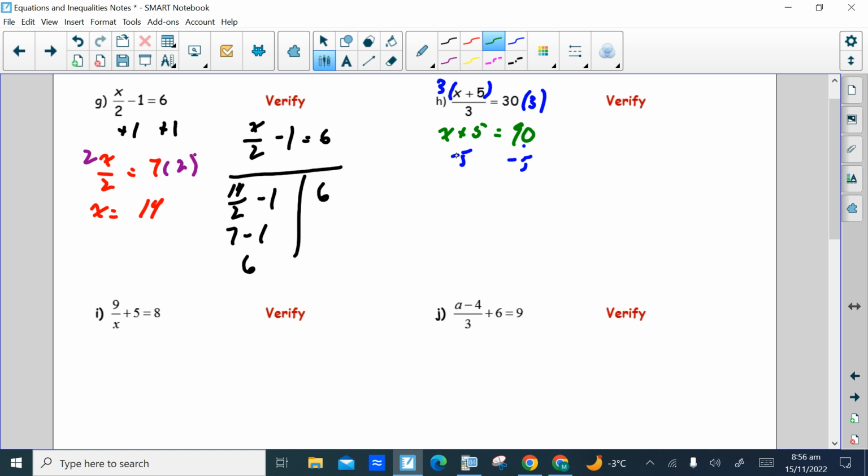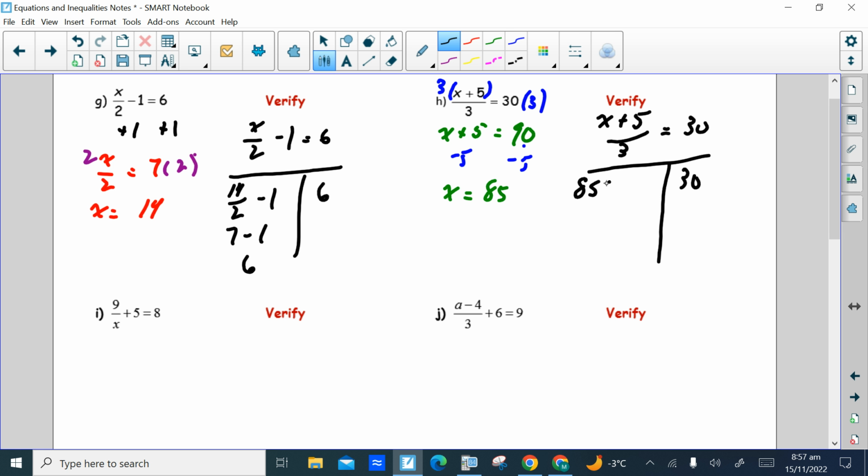So on the left, the plus 5 minus 5 cancels. You've got x by itself. And on the right side, you're going to get a number 85. So that should be our answer. That's what we're going to put in our check. And again, always start with the original equation. The equal sign divides it into two sides. The left side is x plus 5, or 85 plus 5 all over 3. You're going to get 90 over 3, which is 30. So it checks.